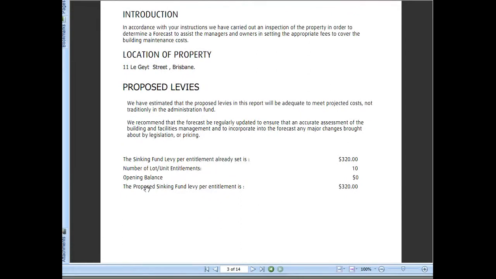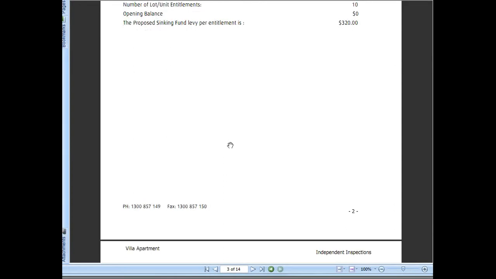Alright, so with the next page we're looking at this amount of units here. They've got no money in the sinking fund to start off with. There's 10 lot entitlements in the building, and the sinking fund's been set for $320 a year. So that should be enough money to put aside for the building to make sure that there's enough money to look after the building for that 15-year period. So we'll go to the next one and have a look there.